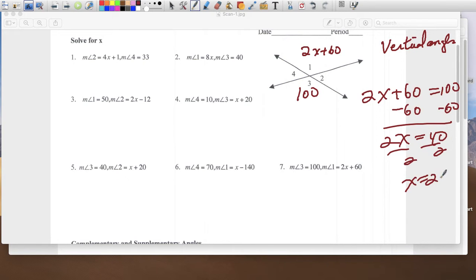x equals 20. Just to verify that, let's substitute. So I get 2 times 20 plus 60. 2 times 20 is 40, plus 60, and you can tell it's 100. And we already knew that right from the beginning, right? If the one is 100, this also has to be 100. And you see how that worked out nicely.